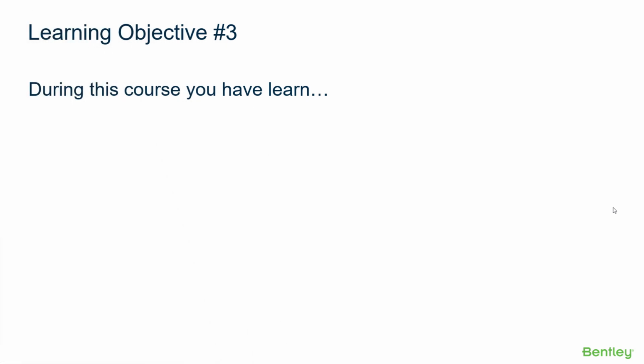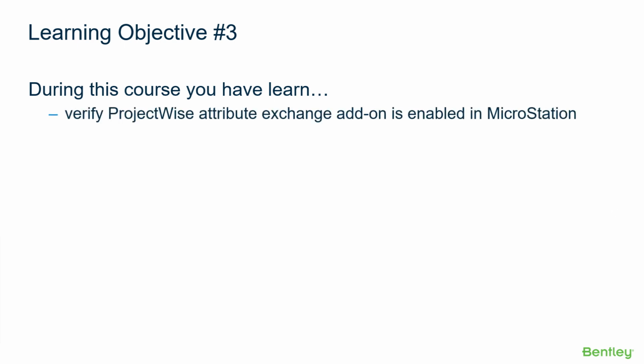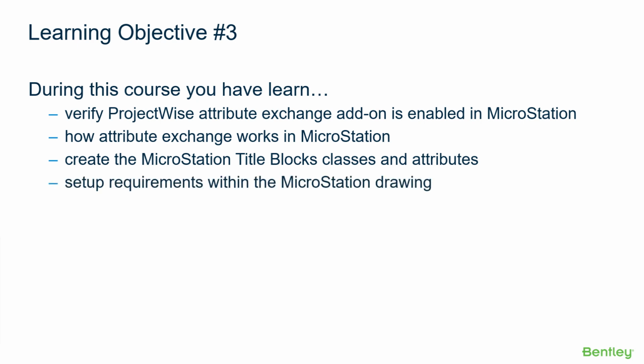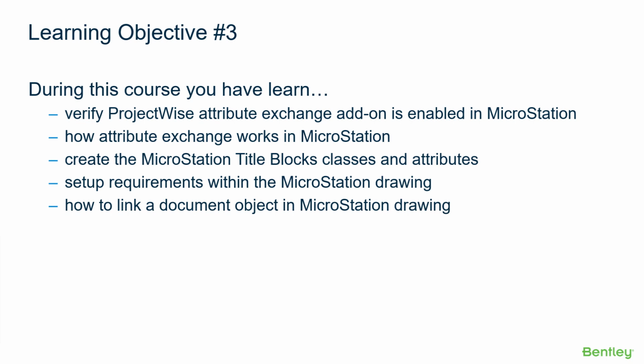This concludes part 4 of the 4-part series of enhanced environments for attribute exchange covering support of MicroStation application. Let's review what has been learned. During this course, you have learned how to verify the ProjectWise attribute exchange add-on is enabled in MicroStation, how attribute exchange works in MicroStation, how to create a MicroStation title block class and attribute, the setup requirements within the MicroStation drawing, and how to link a document object in MicroStation drawing.